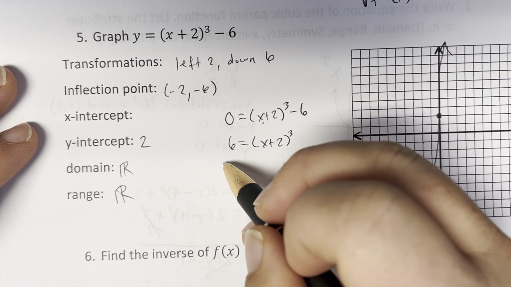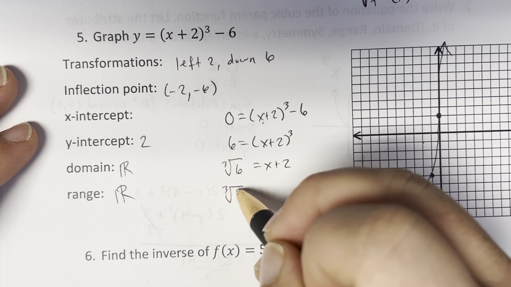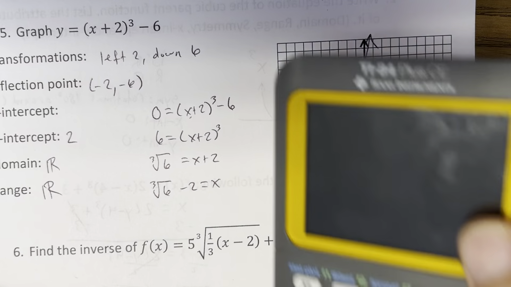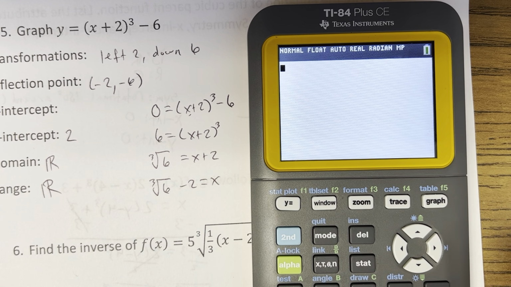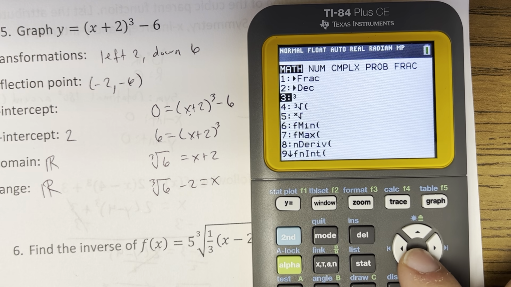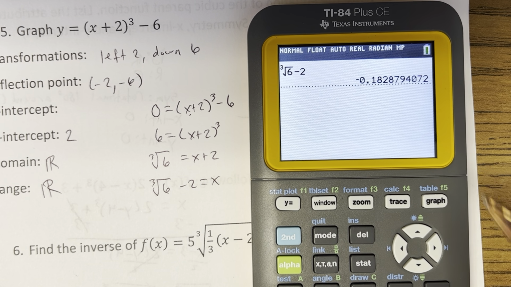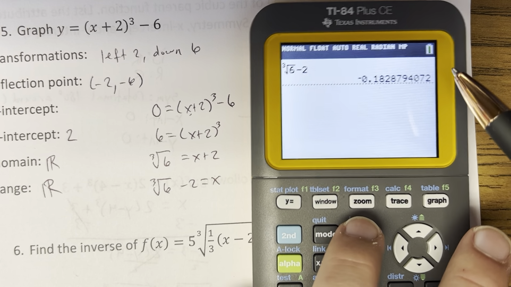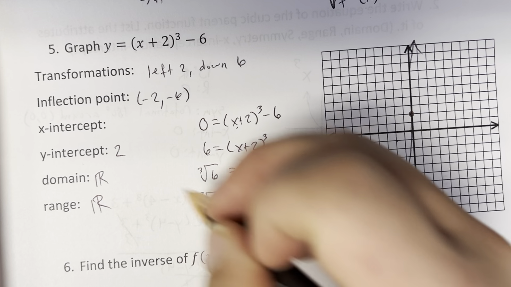We'll take that cube root of 6, and then we'll subtract 2 to get that x. And so I'm going to go into my calculator, and we're going to do cube root, which is Math, and that fourth option down, cube root of 6, and then we'll subtract 2. And we got -0.18, which makes sense to my graph where it's really close to 0. And so my x-intercept is -0.18.